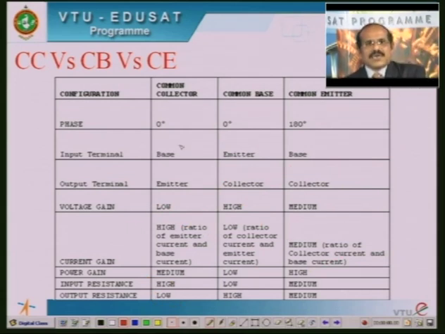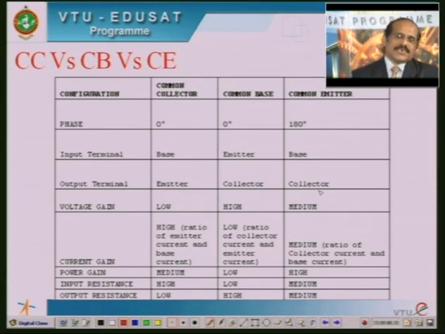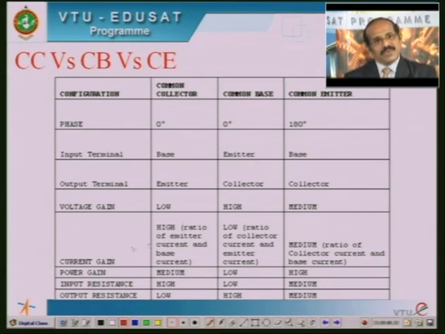So what is the conclusion? The common emitter configuration is preferred as an amplifier, only because it has a moderate value of voltage gain as well as current gain, and the input resistance is medium, output resistance is also medium. Whereas the common collector configuration is preferred as an impedance matching device, only because it has unity voltage gain, very high current gain, very high input impedance and very low output resistance.